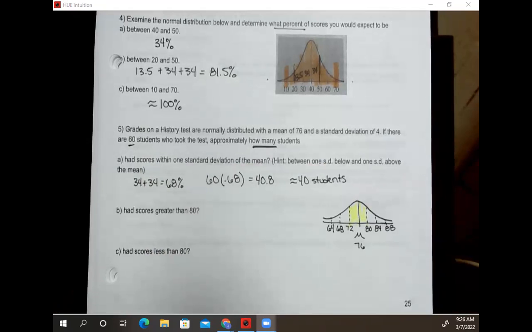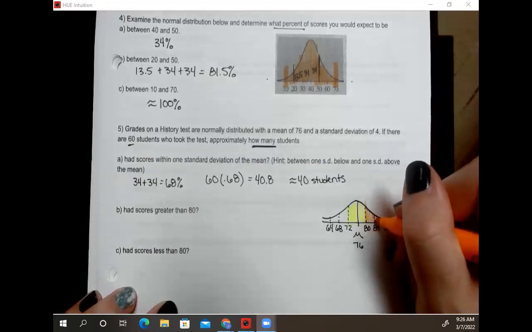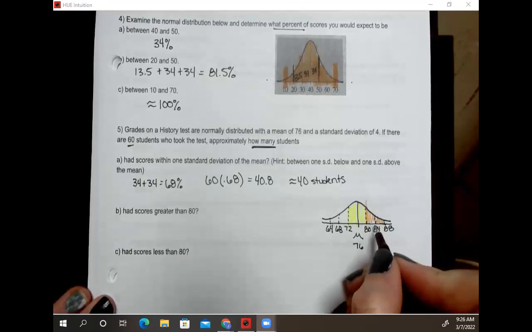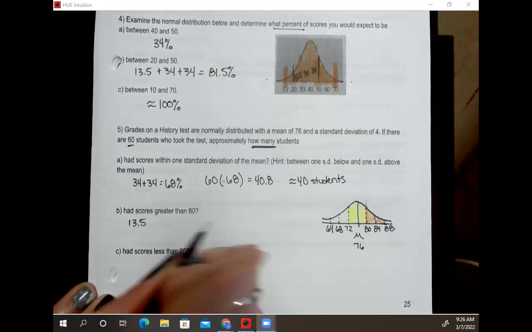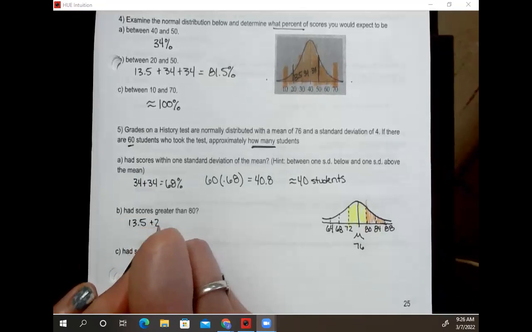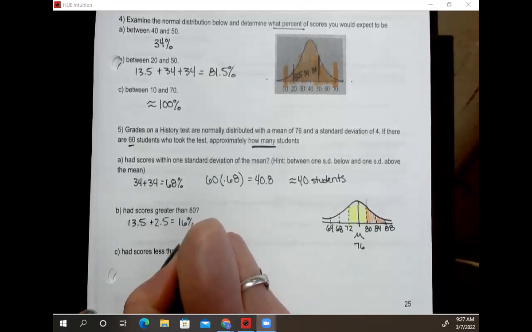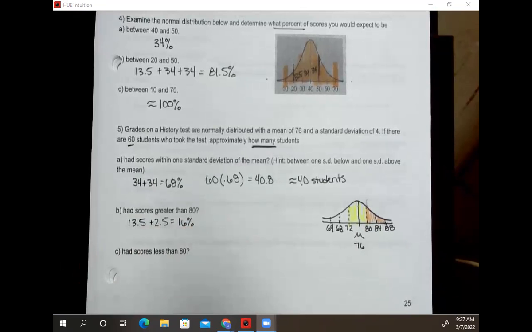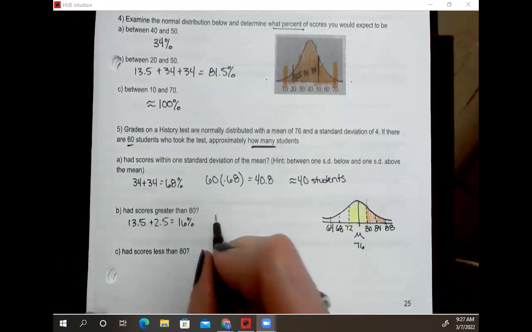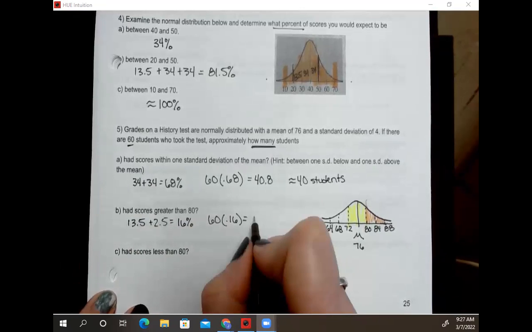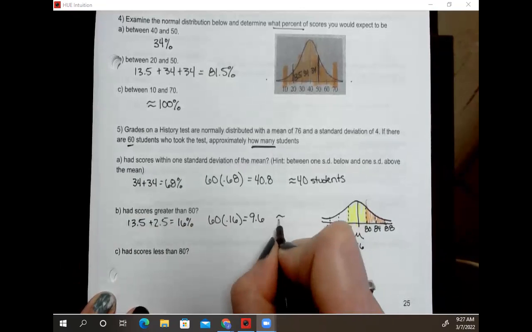For part B, had scores greater than 80. So 80 or bigger would be those top 2 sections. From 80 to 84 would be 13.5, and from 84 to 88 would be 2.5. We looked at a section of a different example where we looked at these 2 pieces, and so we shouldn't be surprised at 16%. That's what we found earlier. Now I'm going to find 16% of my 60 students. So 60 times 0.16 gives me 9.6. So I'll say about 9 students.